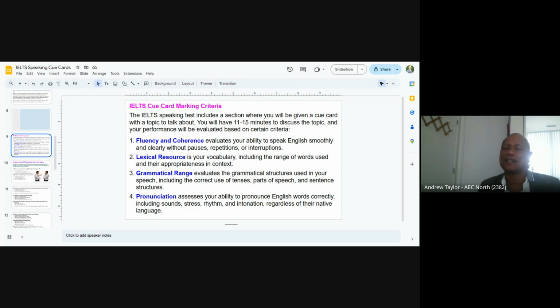Okay, what else? Now, Olena said Benny was strong in number 1 and number 2, which is fluency and coherence and lexical resource. Now, the next question is, Olena, do not answer because I need to listen to other students. Okay, the next question is, which one is Benny's weakness? Now, when I say weakness, I'm not saying you are weak, but of all the 4 of them, which one is the least strong?